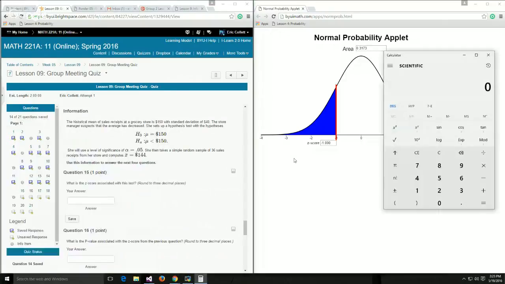So we're going to take 150, wait, other way. 144 minus 150, but then we have to divide it by the sample standard deviation. Yeah, we have to divide it by 40 and then divide it by the square root of 36. So it's going to be negative 6 divided by 6.